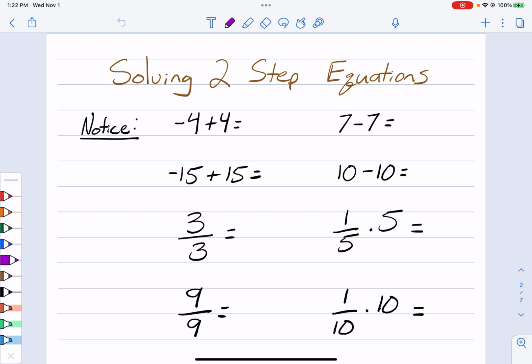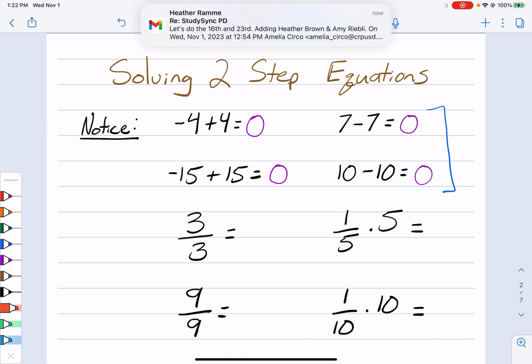-4 plus 4. So it's like I owe somebody $4. I get $4. I pay them back. I now have no money. I paid off my debt. 7 minus 7, again, 0. If I have $7 and I spend $7, I have no money. -15 plus 15 is also a 0. 10 minus 10 is also a 0. This is what we're going to be looking for as part of solving equations, is making zeros.